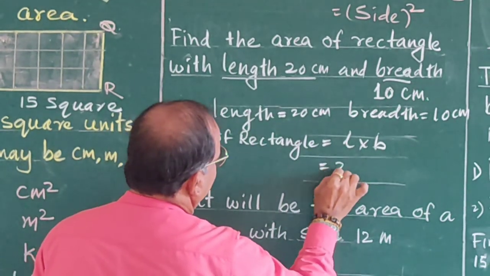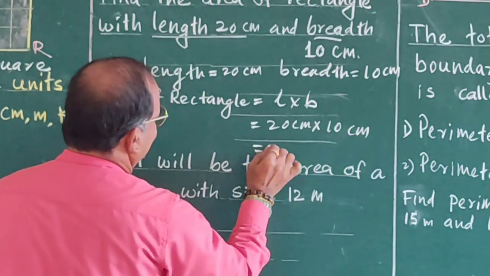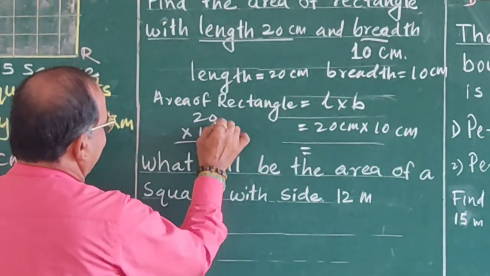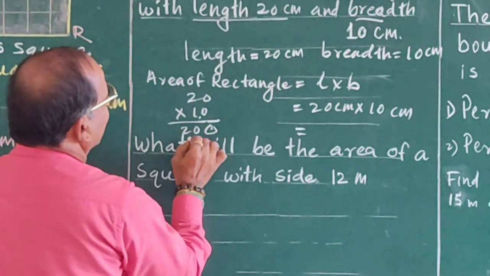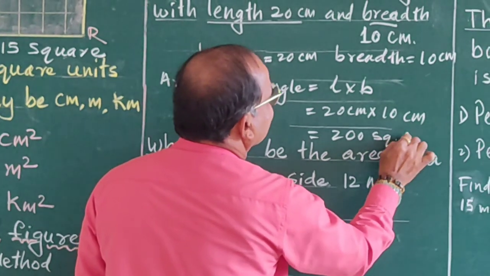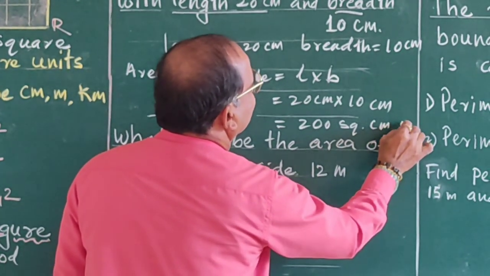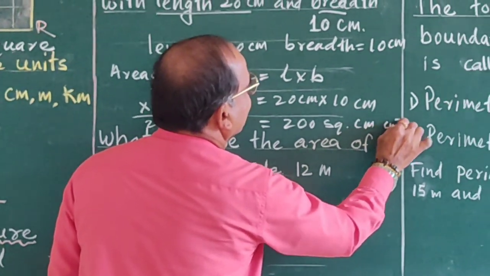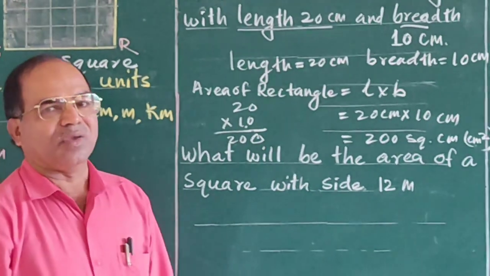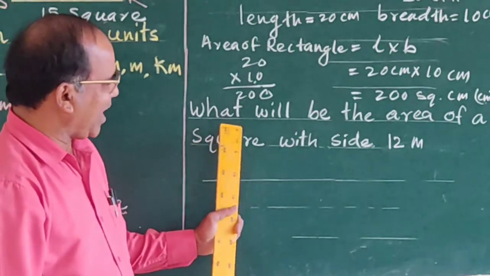So you have written here 20 centimeter into 10 centimeter is equal to, you can multiply this, 20 into 10, 200. So it is 200 square centimeter, or you can write it as centimeter square. So this is the method you have to follow while finding the area of a rectangle. One more example is there.